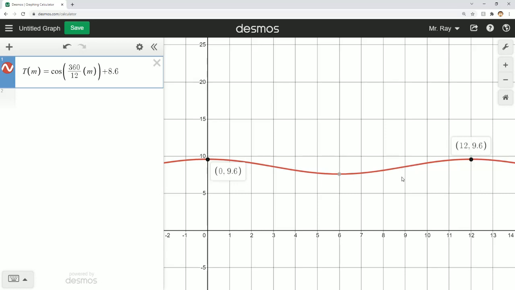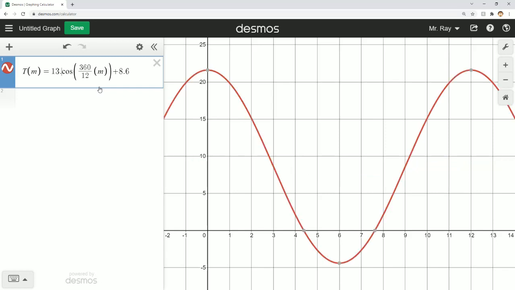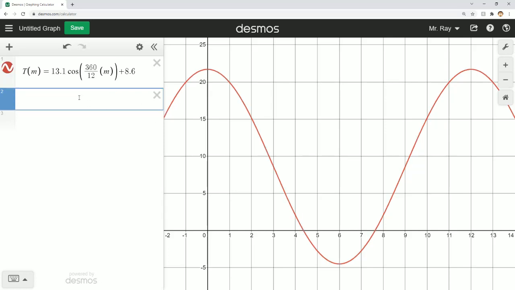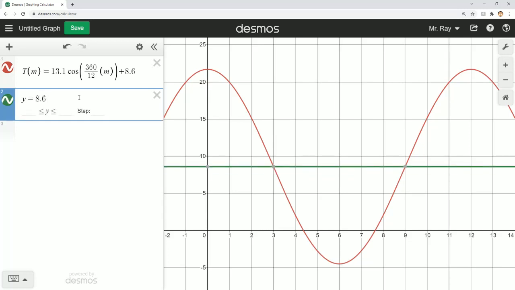Okay, so we've got the period correct now. We've got the C value correct. What we need is the amplitude. Well, this is nice. We don't even actually have to calculate it. We know that it's going to be 13.1 above the average or 13.1 below. That means the amplitude is 13.1. Okay. I am, just for the heck of it, going to put y equals 8.6 on here, just so it's really clear where the middle line is, where the average temperature through the year is. Not that that's a big deal, but that's something that I think is worth mentioning.